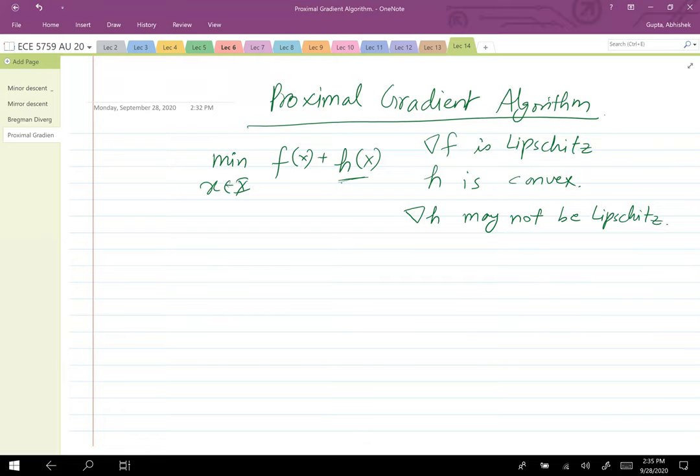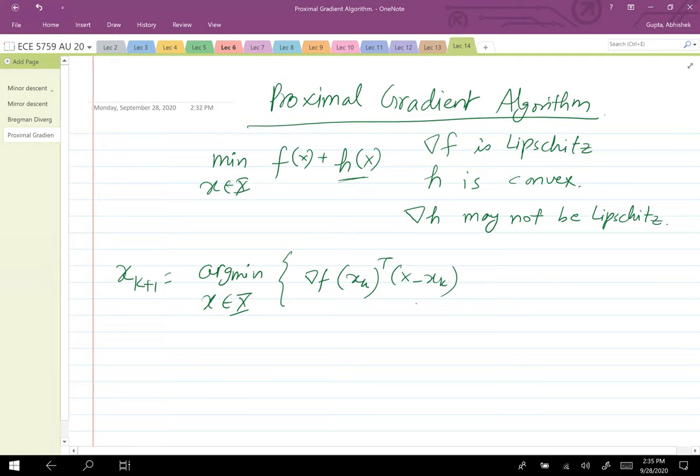In this algorithm, there are sort of two steps. First, you can write x_{k+1} equals argmin over x in capital X. So I take only the first derivative with respect to the function f. I retain h(x) as it is. And then I add the usual quadratic term that we have been talking about so far. After some algebraic manipulation, one can show that this algorithm is equivalent to the following algorithm.